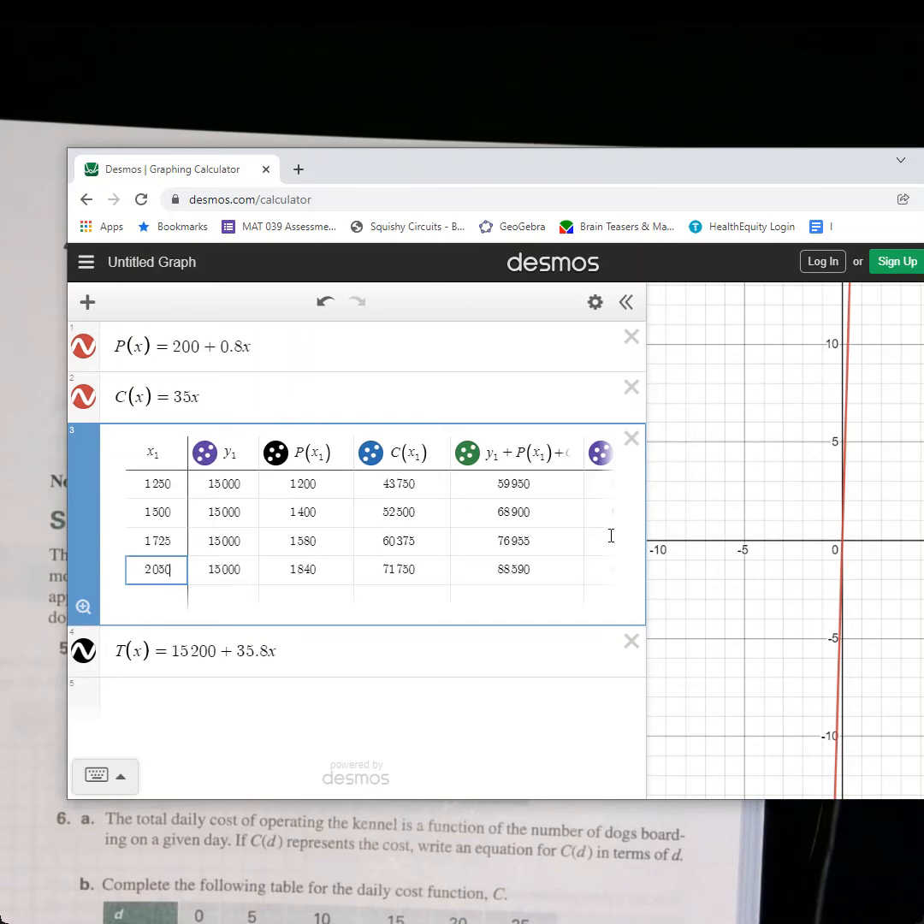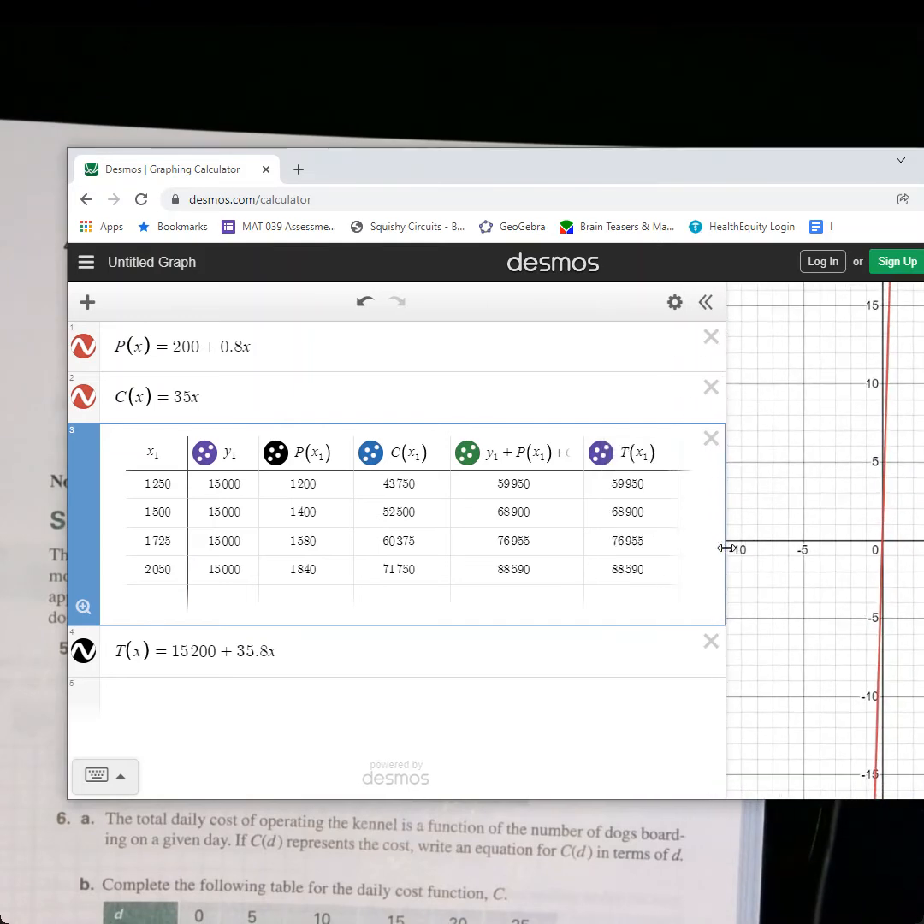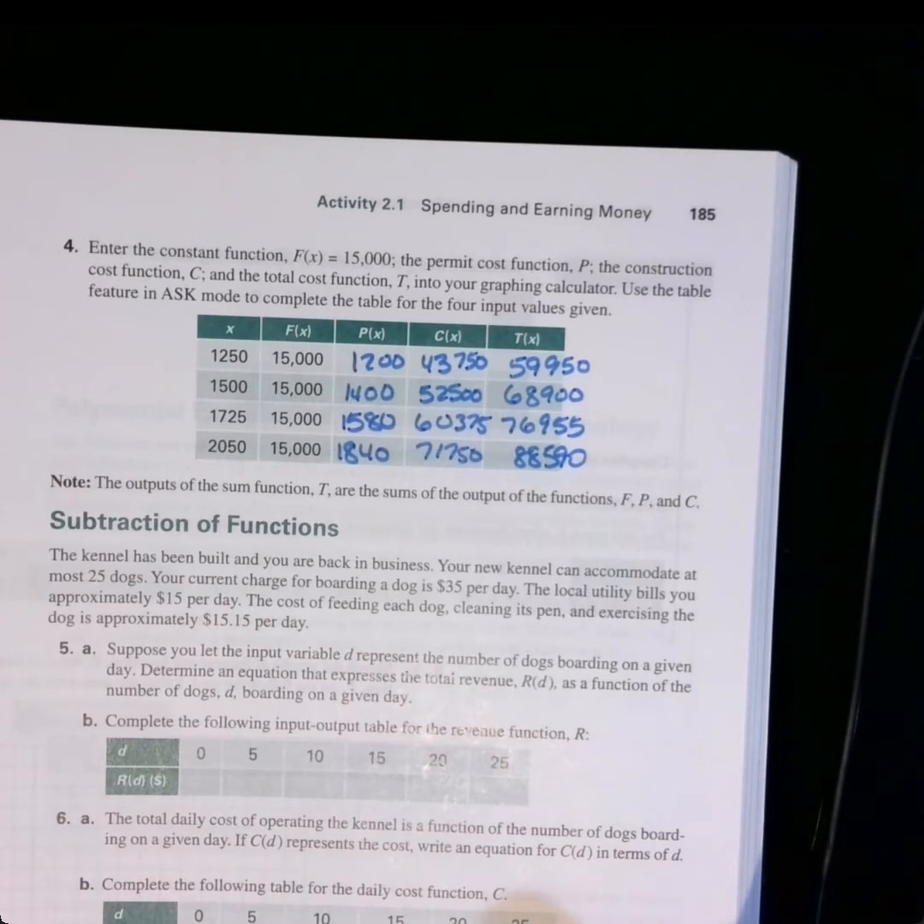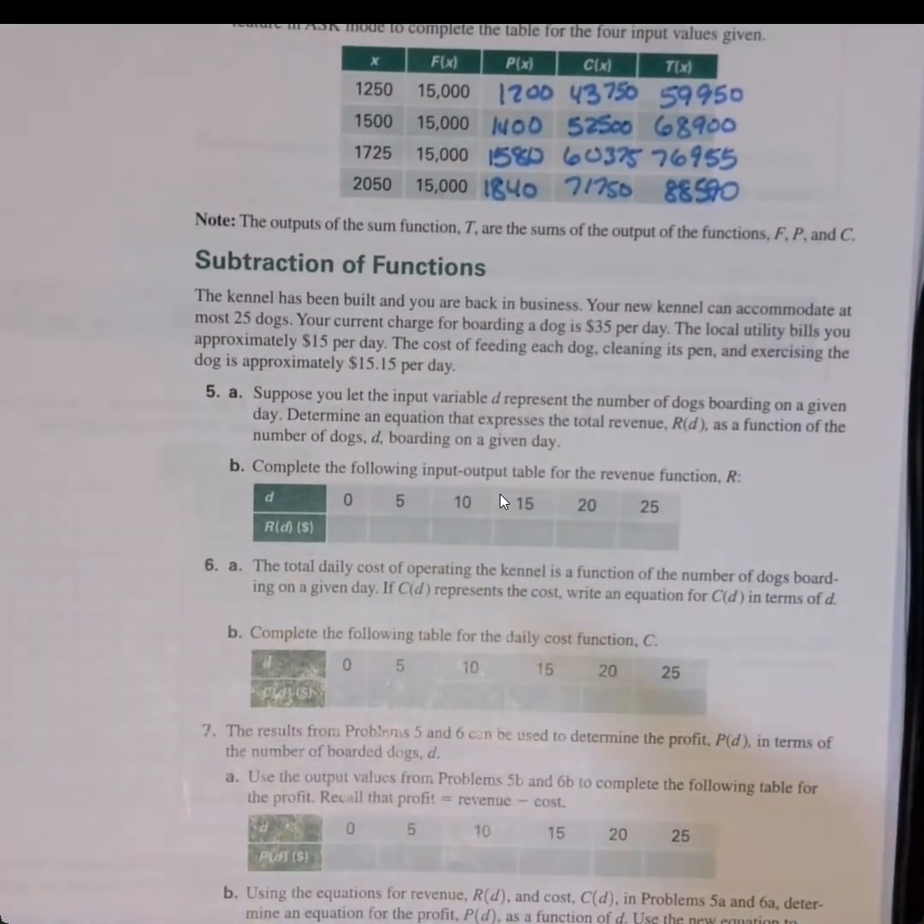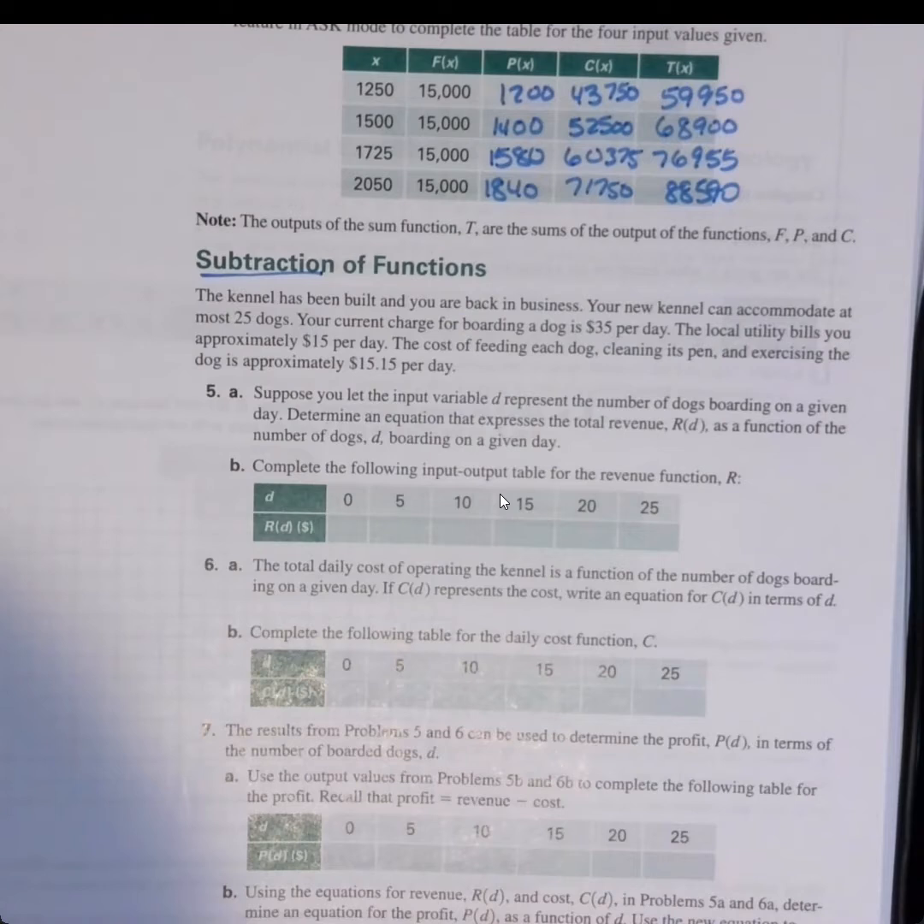And again, just to confirm, I gotta make this a little bit bigger. I can confirm that my sum function and my total function are giving me the same outputs. All right, so let me slide off my Desmos window, and we got our values written in here to the table. All right. Now, that was an addition, a sum of functions. Next, we're going to look at a difference or a subtraction of functions.